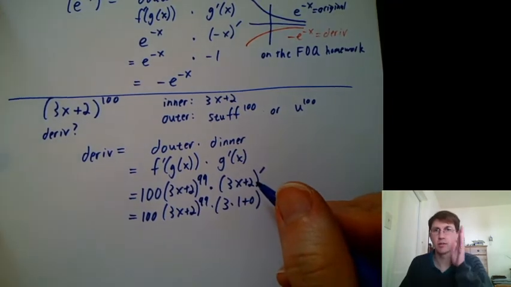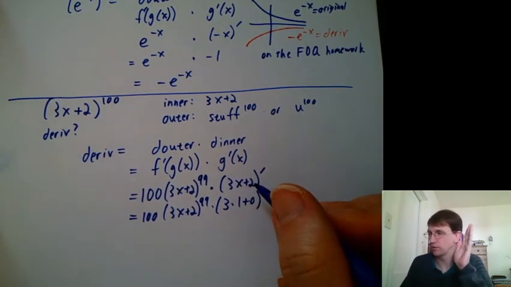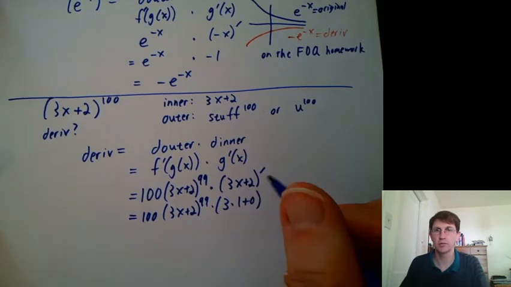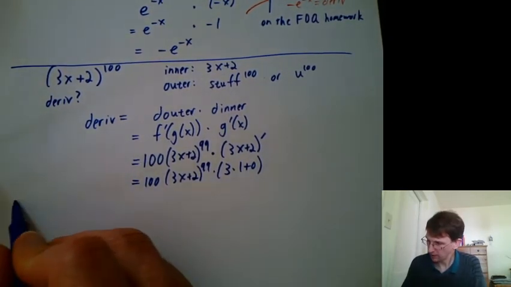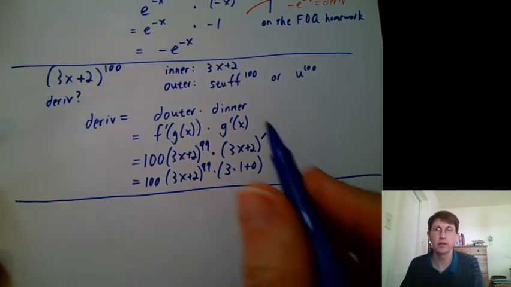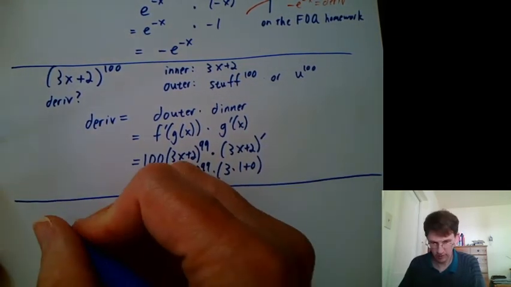Either way, if you can take the mental shortcut to say the derivative of 3x plus 2 is just 3, that's fine as well. I'm just trying to be a little extra formal here. All right, so that didn't turn out too badly. Certainly didn't have to FOIL out everything. Let's try a new one.